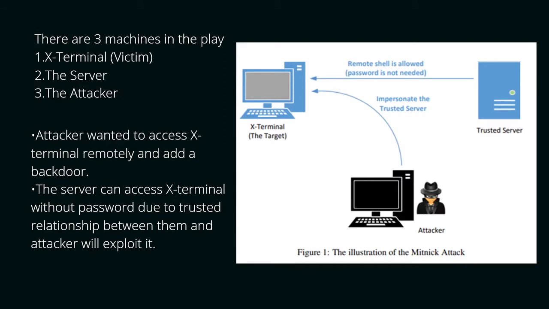There are three machines in play. First, the X terminal, second, the trusted server, and third, the attacker. As we can see in the diagram, the attacker wanted to access the X terminal remotely and add a backdoor. The server can access the X terminal without a password due to the trusted relationship between them, and the attacker will exploit it.